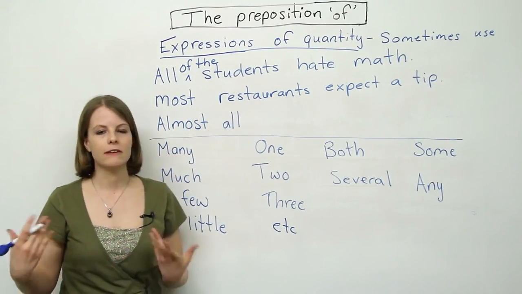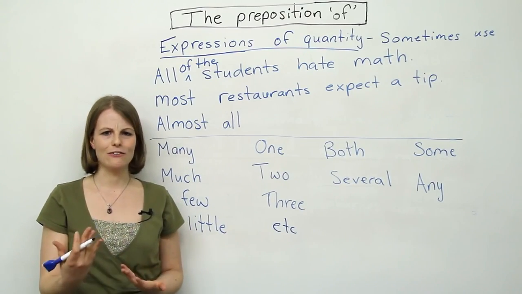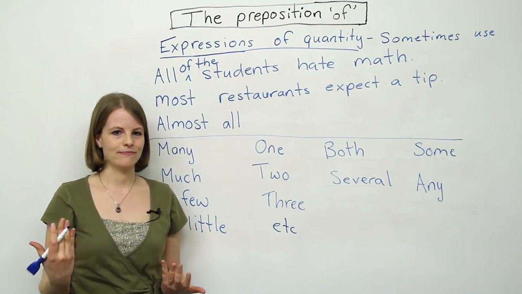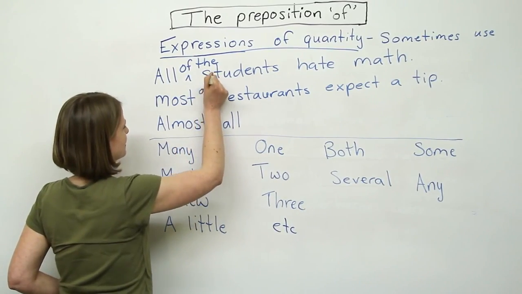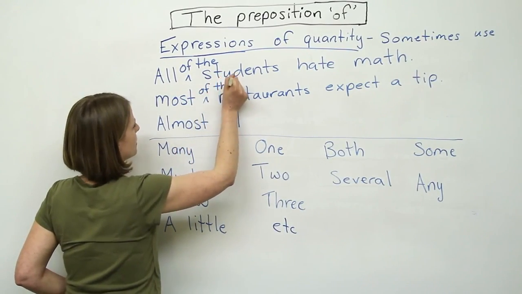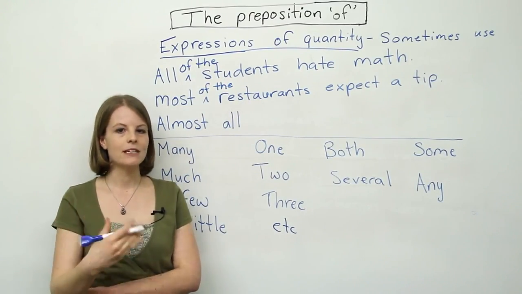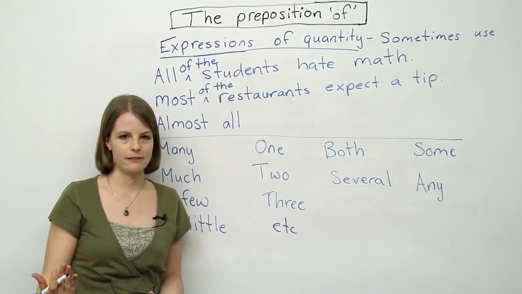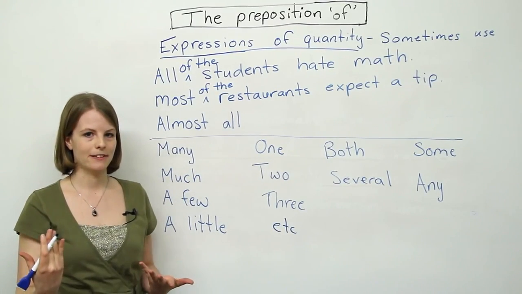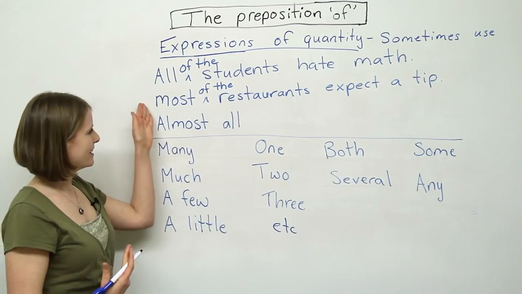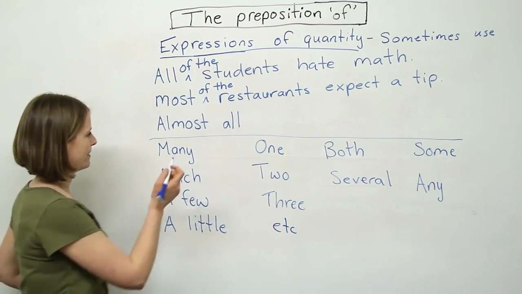Now, if I want to make this specific, maybe I have a certain group of restaurants in mind. Maybe I'm thinking of restaurants of Toronto. That's a specific group. In that case, specific, I would add most of the restaurants expect a tip. Most of the restaurants in Toronto expect a tip. Most of the restaurants I visit expect a tip. So again, in this case, we've changed it to specific. So I'll do one more example of that.